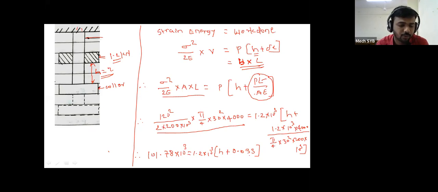101.78 into 10 raised to 3 is equal to P into (H plus delta L), where P's value, H's value are kept as is, and H plus delta L we have replaced with PL upon A. So calculate that PL upon A value separately. Delta L is equal to PL upon A. In it the P value is known, length is known, area is known, that means pi by 4 d square, into E whose value is known, 200 into 10 raised to 3. Do the separate calculation of delta L, PL upon A, and put that value in the square bracket.